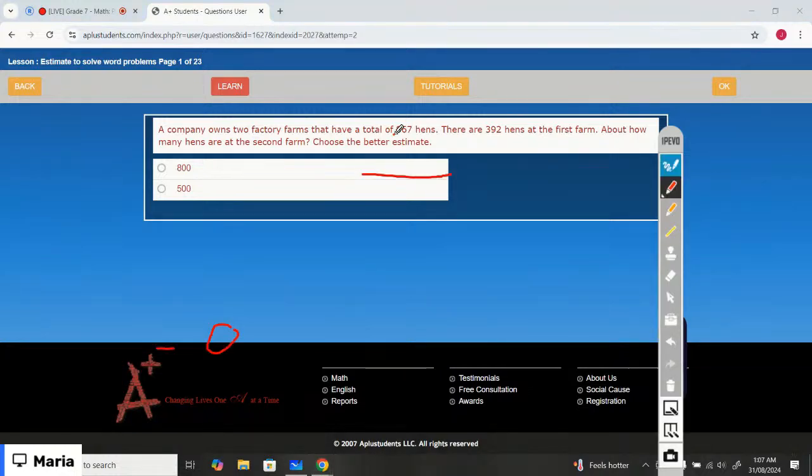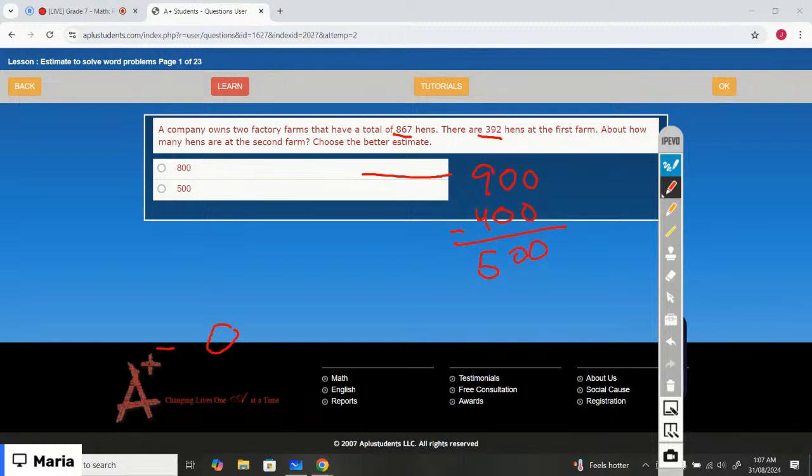Here you have 867, here you have 392, right? So you can round off this 867 to 900 and this 392 to 400, right? So you can simply subtract: 9 take away 4 is 5. That means the other farm, the second farm, has around 500 hens. Got it? So the correct option is 500.